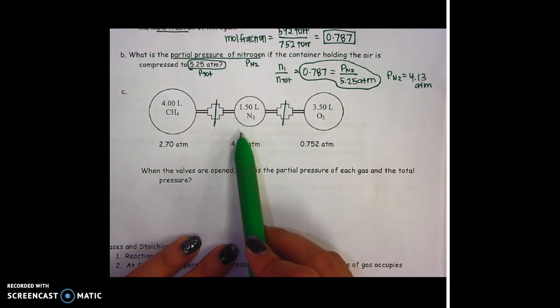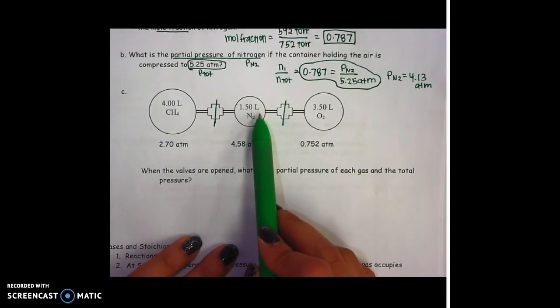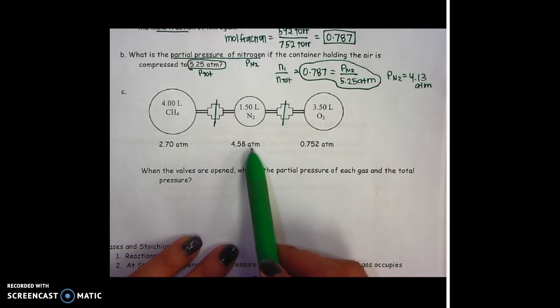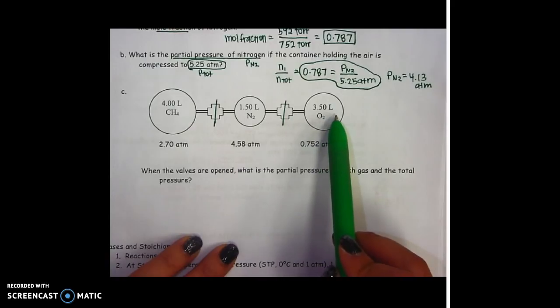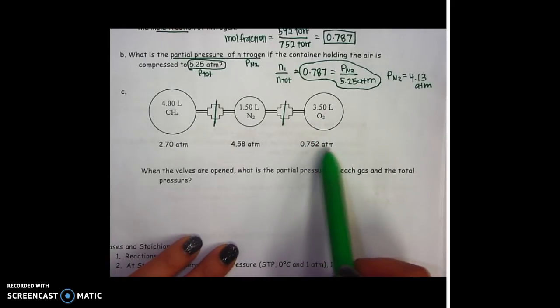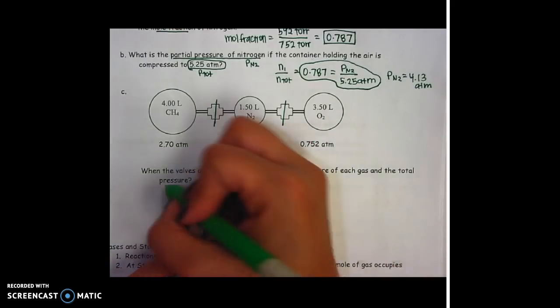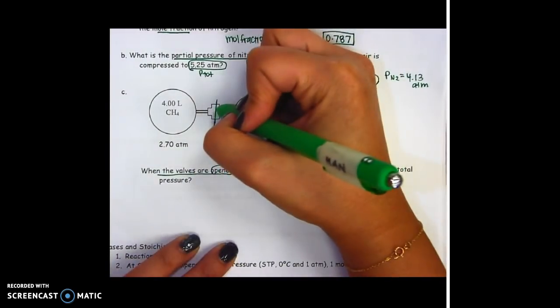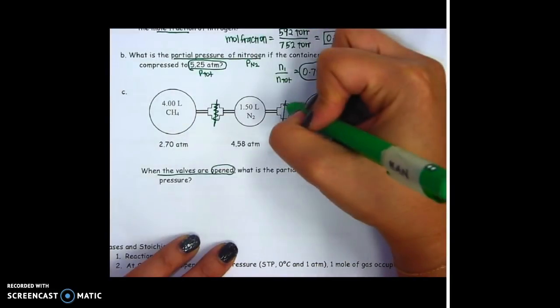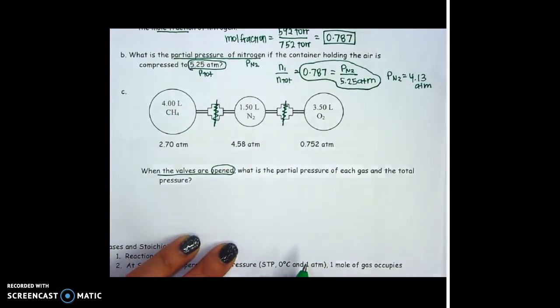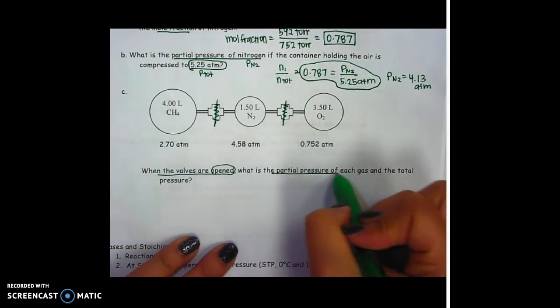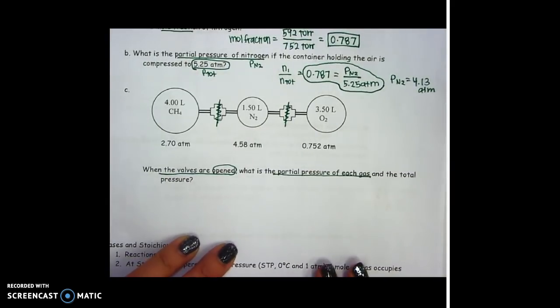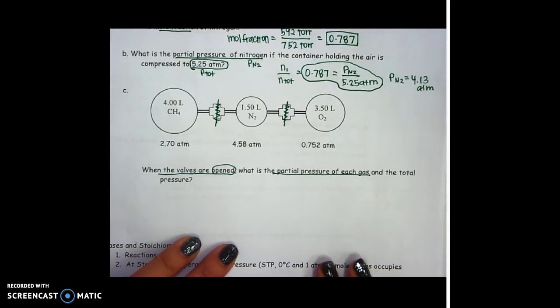In the second container, it's a 1.5 liter container of nitrogen gas. I know the pressure there. And then in the third container, it's 3.5 liters of oxygen, and I know the pressure right here. Okay? So now the problem is saying when the valves are actually opened up, so these guys are going to get opened up right here. All right, so we're going to open up those valves. What is the partial pressure of each gas, and then the total pressure altogether?